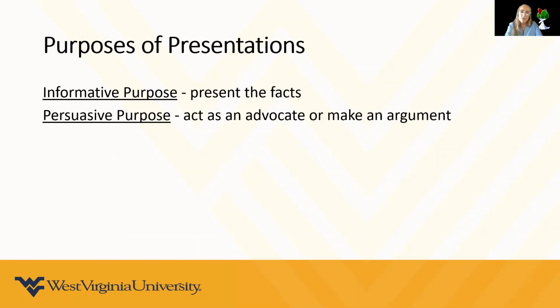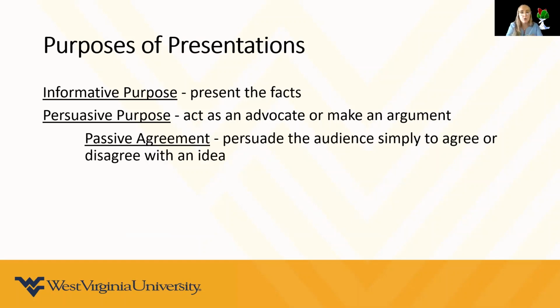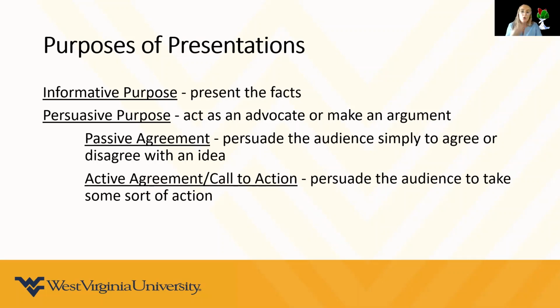And you can have some different kinds of goals in your persuasive purpose. For example, passive agreement, in which you want to persuade the audience to simply agree or disagree with an idea. So an example at work could be to support a diversity, equity, and inclusion initiative like inclusive hiring. You don't need anyone to be involved, but you do want general support. There's also active agreement or call to action, in which you persuade the audience to take some sort of action. Like become an organ donor or vote to unionize, something like that.